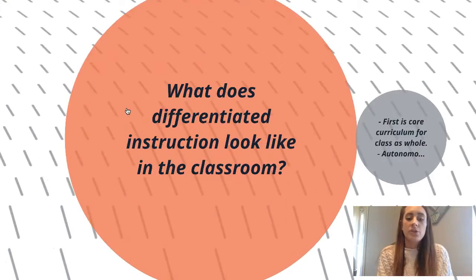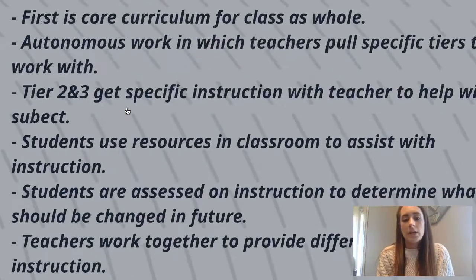So what does differentiated instruction look like in the classroom? So the first thing that we do in the classroom is we give one lesson to the whole class. So that's the 22 students learning the same thing, going through the motions as it would be for each student instructionally. Then when students do their autonomous work, teachers can pull specific tiers out to work with. So that would be groups 2 and 3, or tiers 2 and 3, whatever it may be, to get specific instruction to assist with whatever subject that they're doing.